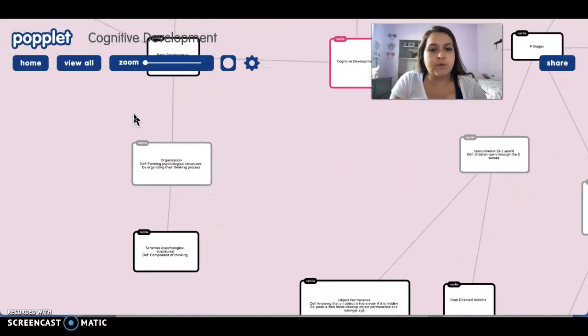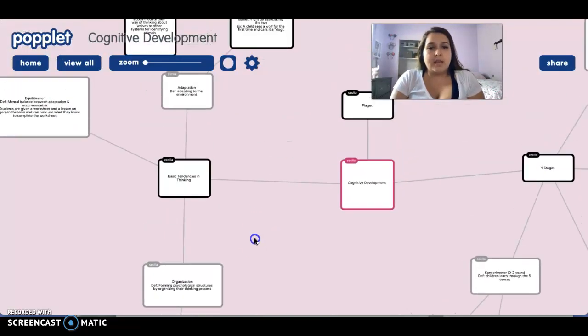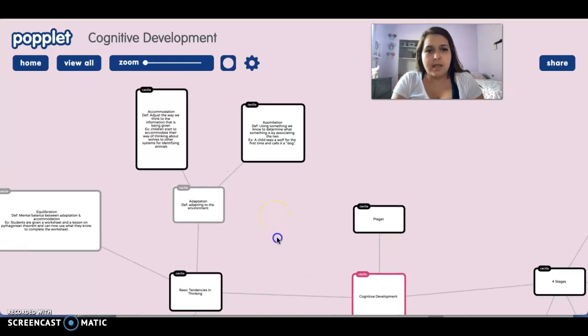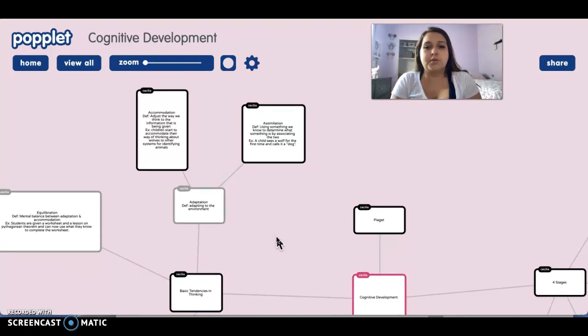So this is just forming psychological structures by organizing their thinking process. This is also followed by schemes, which are psychological structures. The definition of schemes is just components of thinking. And then our next one is adaptation. The definition is just adapting to the environment. And this was broken down into two: assimilation and accommodation.